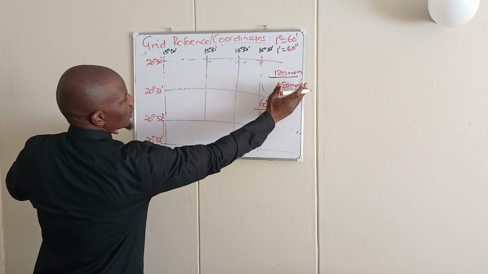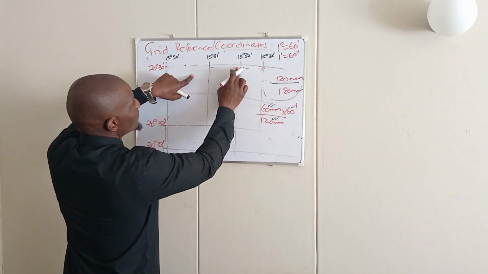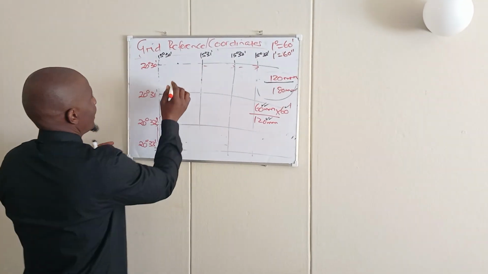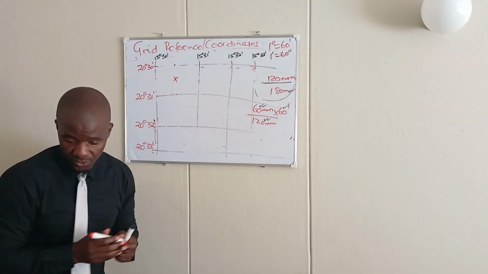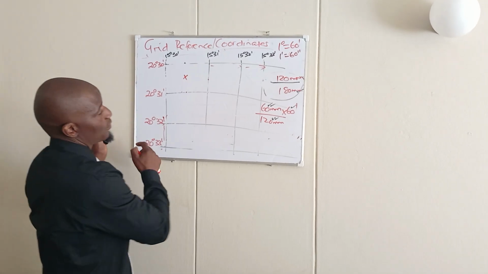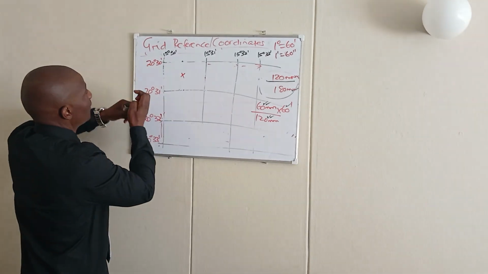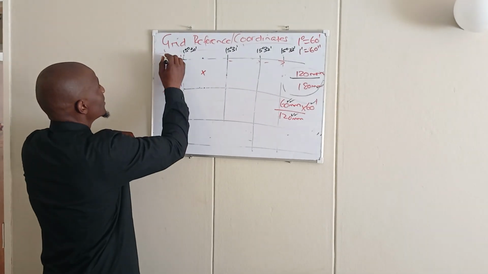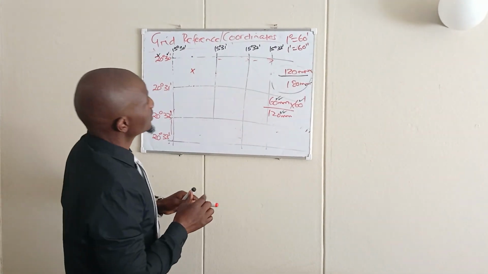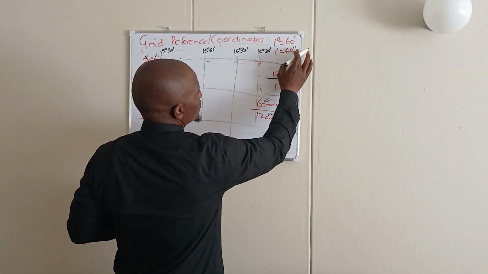Same applies with your longitude. 15 degrees 30 minutes, 15 degrees 31 minutes, 15 degrees 32 minutes, and 15 degrees 33 minutes. So if you are asked again to find the coordinates of X in terms of degrees, minutes, and seconds, on your map you'll be given the degrees and also the minutes. So the only thing that you have to calculate is the seconds. So our rule still applies: 1 degree is equivalent to 60 minutes and 1 minute is equivalent to 60 seconds.